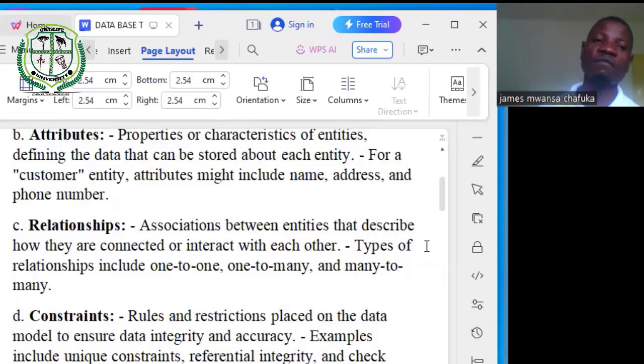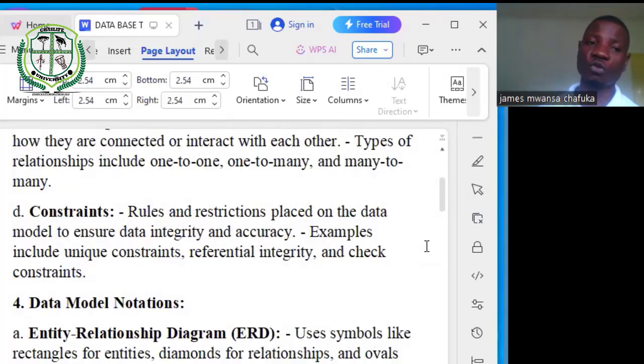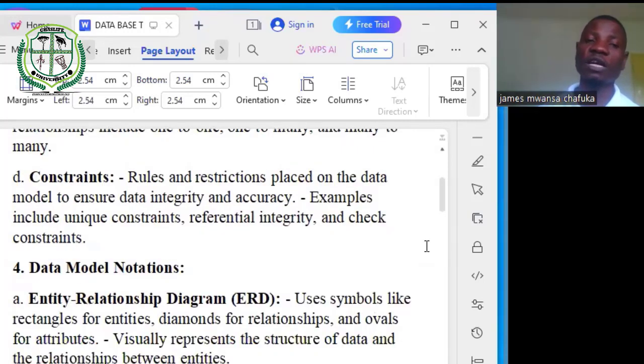And then we also have the aspect of the constraints. We are still looking at the key concepts. We have talked about the entities, the attributes, the relationship, and now the constraints, which is also part of the key concepts.